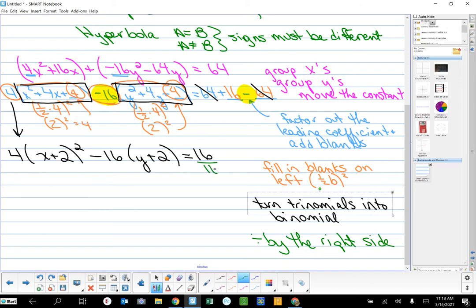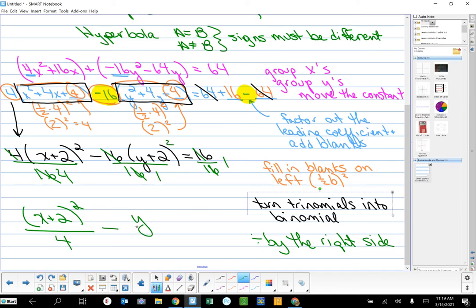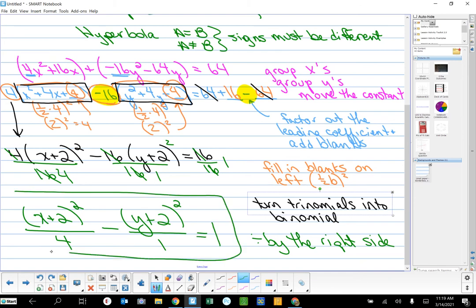So we need to divide by 16, divide by 16, divide by 16. So that's going to be a 4. That's going to cancel and be a 1. That's going to cancel and be a 1. So we have (x plus 2) quantity squared over 4 minus (y plus 2) quantity squared over 1 equals 1. Oh, I forgot a squared there. And this would be the standard form.